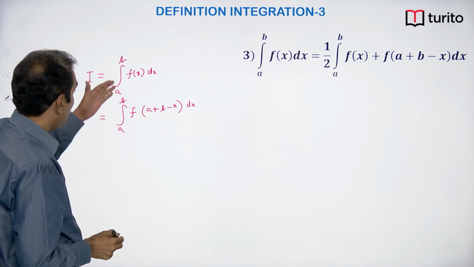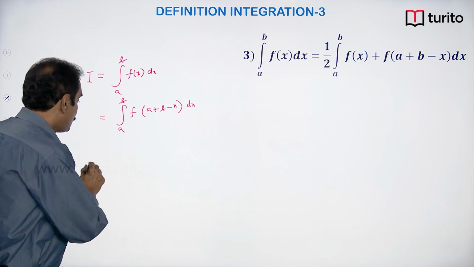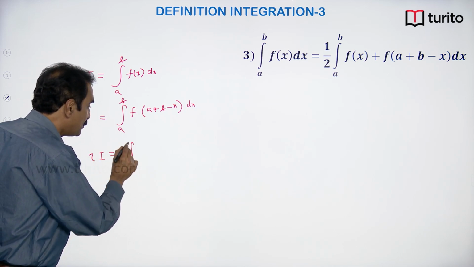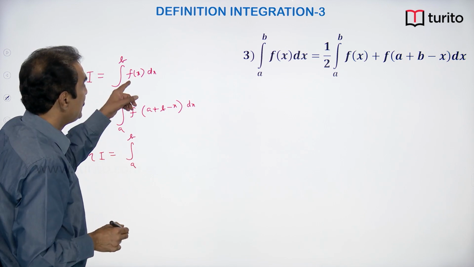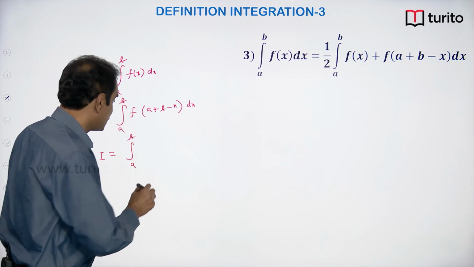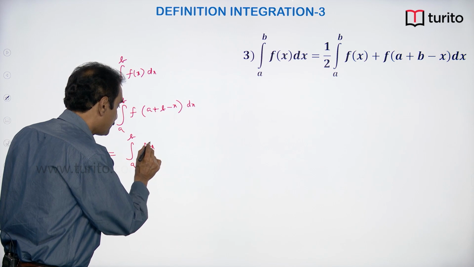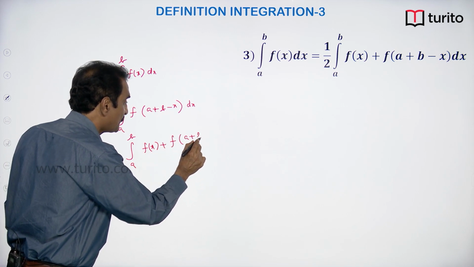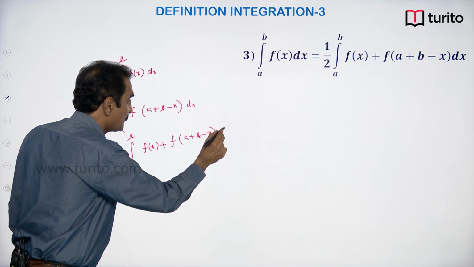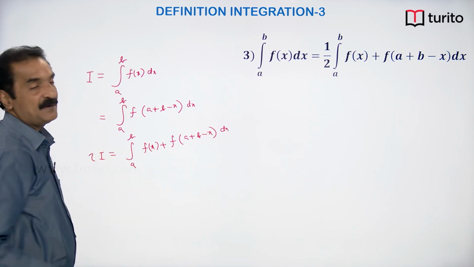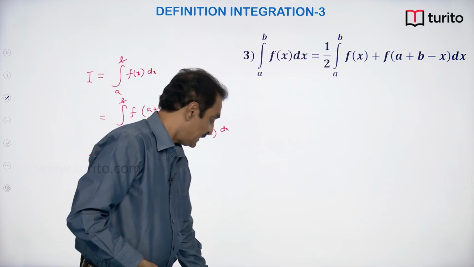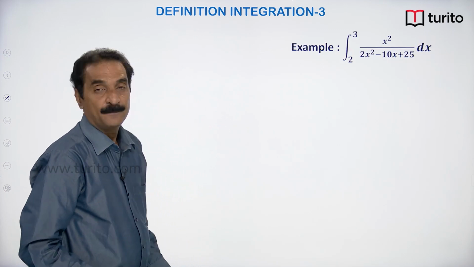Okay. Adding these two, we get 2I is equal to integral a to b, f of x plus f of a plus b minus x. Then dividing by 2, we get this result. Okay. Let us solve one question on this.